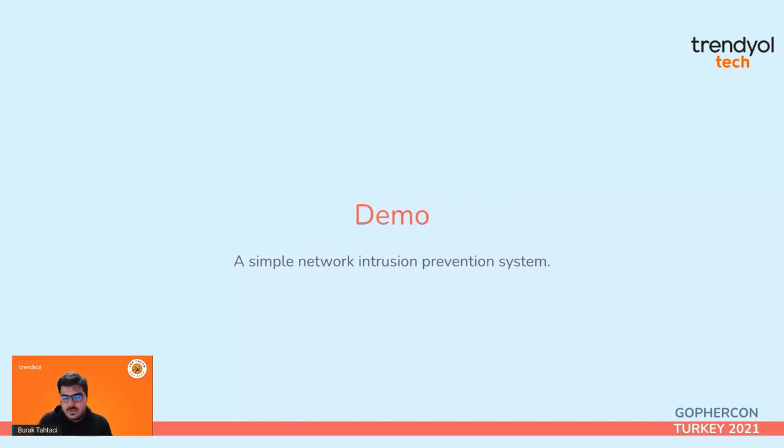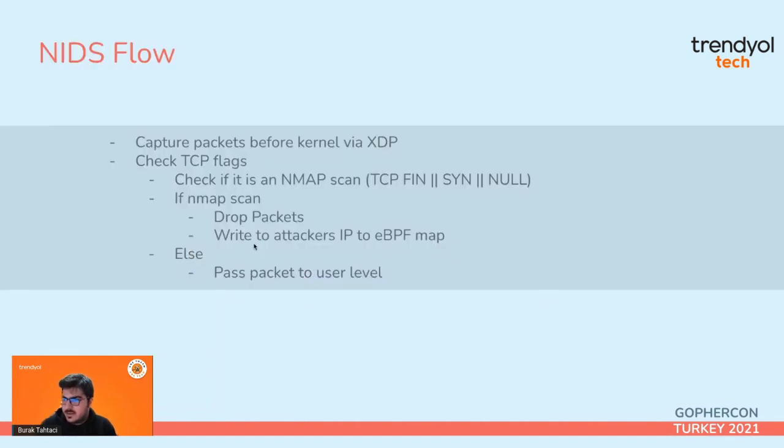Okay, now it's demo time. We will do a simple demo. We will look at some code in action, which is a simple network intrusion prevention system. Here is the simple pseudocode or explanation of how our demo works. We will first capture the network packets before the kernel does via XDP, and we will check the flags of the TCP packets that are incoming to our host. If there is an Nmap scan, we will drop these packets to protect our host from port scanners.